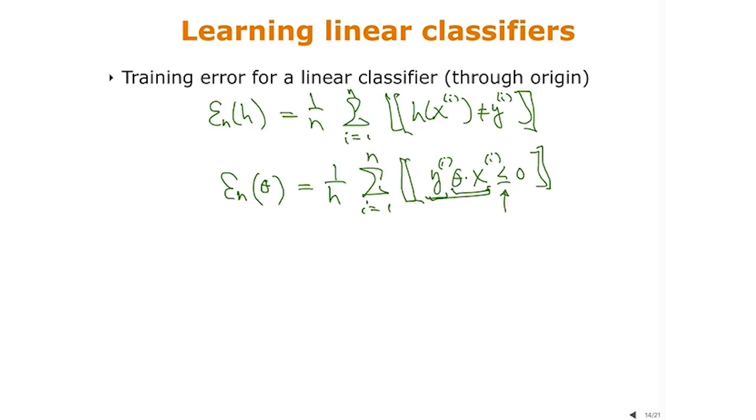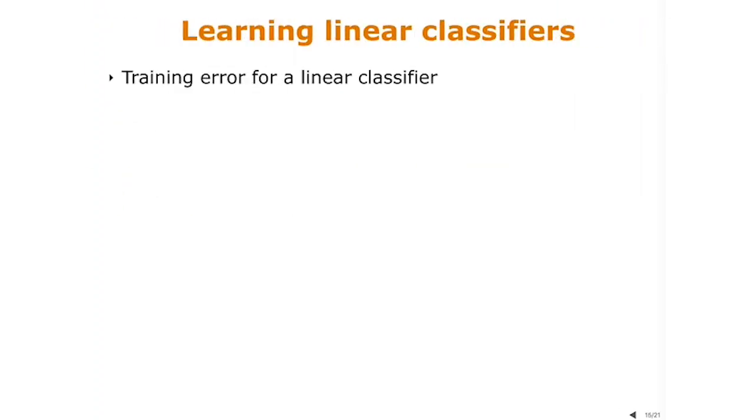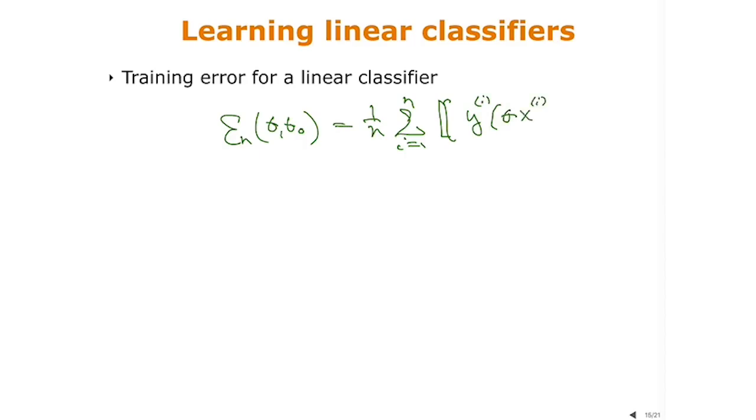Okay? So that is now the training error expressed specifically for linear classifiers through origin. Now we can analogously define training error for a general linear classifier as the fraction of misclassified points by looking at whether the given label agrees with the sign of the linear function used to define the linear classifier. If that is 0 or negative, then we call it an error.